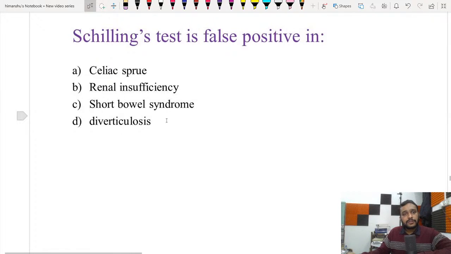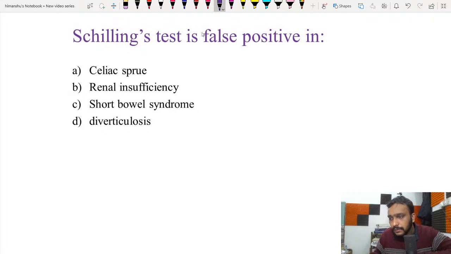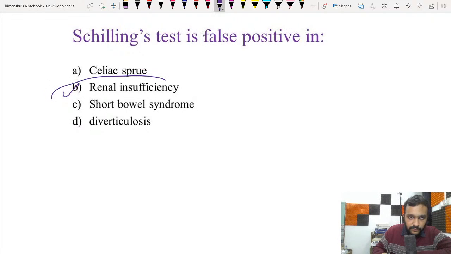Schilling's test is false positive in... Very good, it is false positive in renal insufficiency.